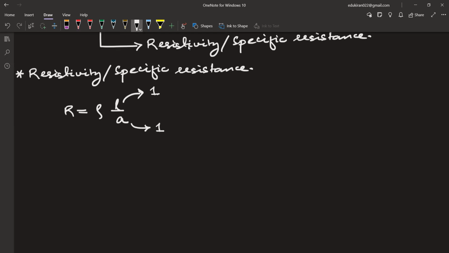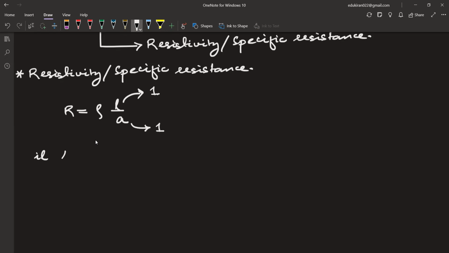For example, if you remember, we also defined P is equal to KH into chi. What is this? This is Henry's law. What is KH? KH is the vapor pressure when mole fraction is equal to 1. It is the vapor pressure when the concentration of the solution is 1. Do you remember this? Yes or no? So this is how we always define the constant. So you will write what is resistivity or specific resistance.